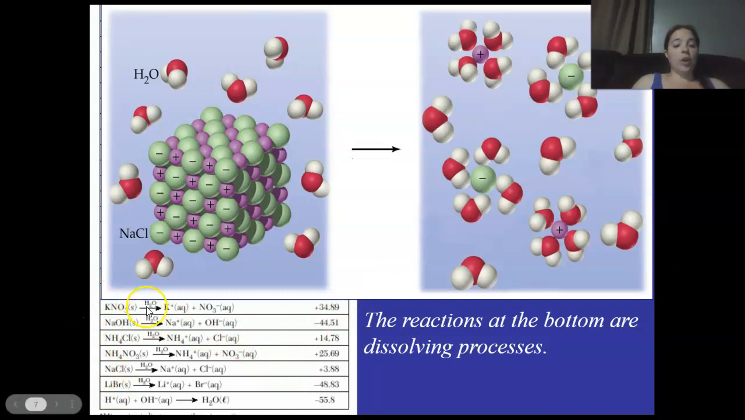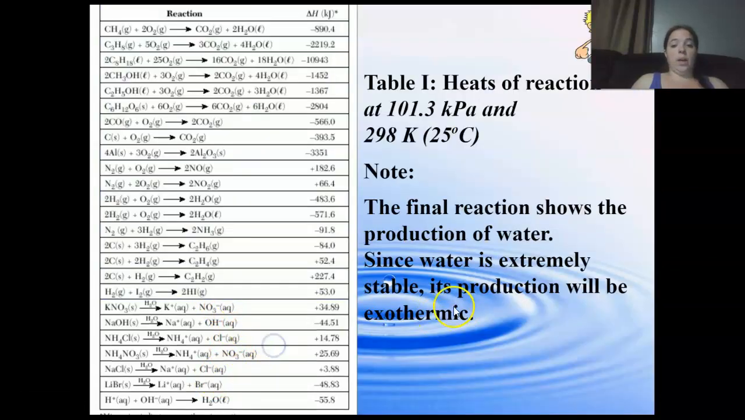All right, so most of these on the bottom right here, those are dissolving. How do you know? Because you're adding whatever it is to water. KNO3, NaOH, ammonium chloride, ammonium nitrate, sodium chloride, lithium bromide, potassium nitrate, all of that is added to water, making an aqueous solution. And you can see aqueous. All right. And at the very, very bottom, H plus OH gives you H2O. It's extremely stable. Its production is going to be exothermic.